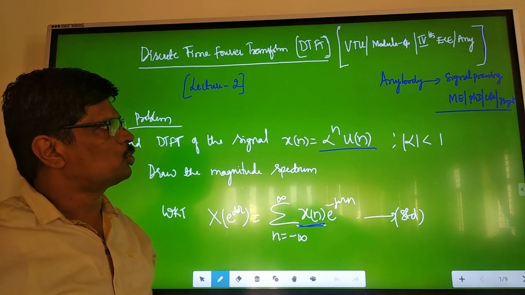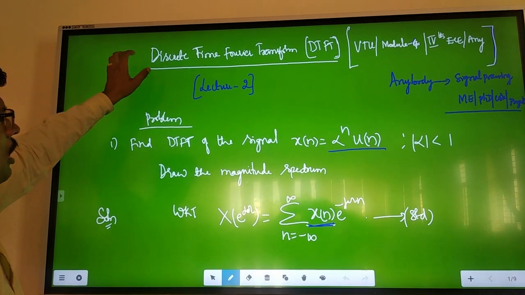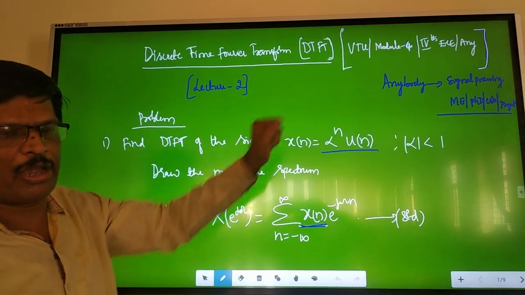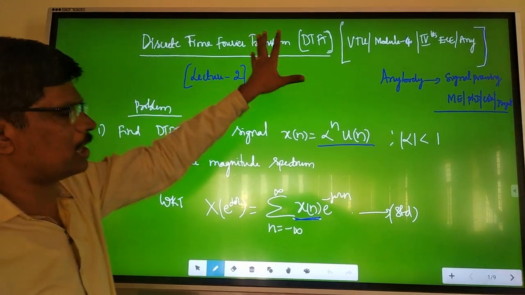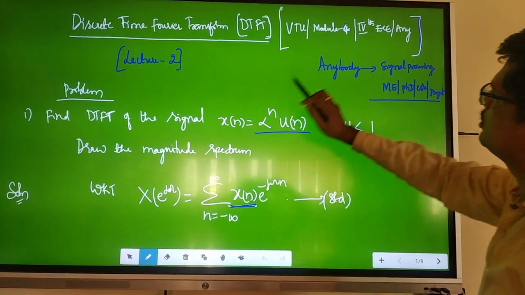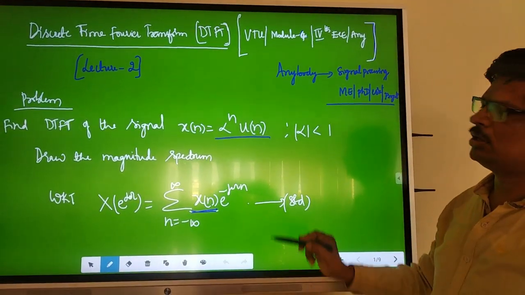Good afternoon, everybody. Today, let me invite you to the session on the discrete time Fourier transform topic, DTFT, which comes under the VTU syllabus for 4th semester ECE students under module 4.